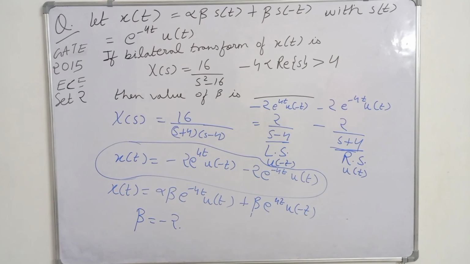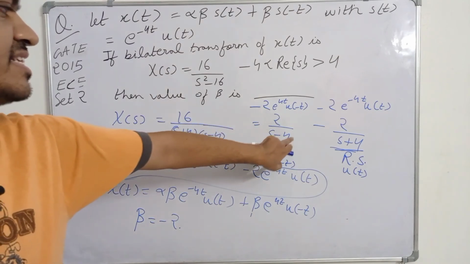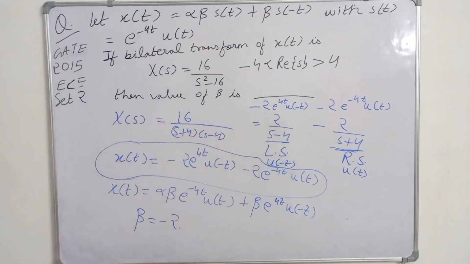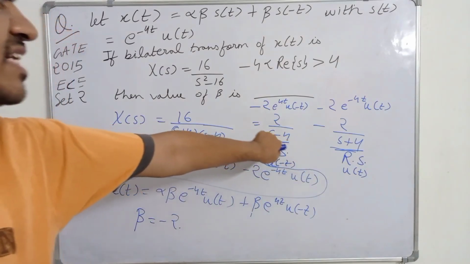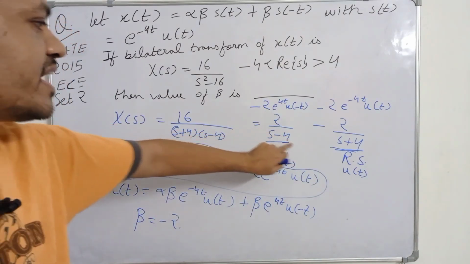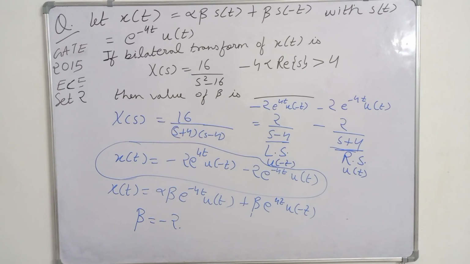So in this way we can easily solve this question. Just remember that for 2 upon s minus 4, this pole is the left-sided signal and the other pole is the right-sided signal, because the real part of s is less than 4 and greater than minus 4. So this is the common ROC.